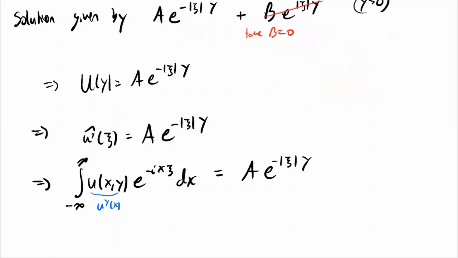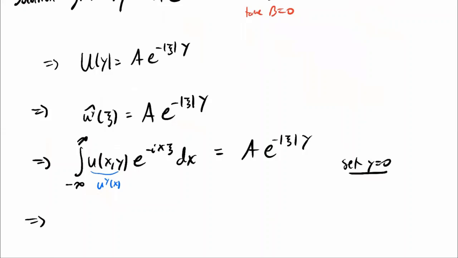Well, in order to solve for a, we need some kind of initial condition. For example, what happens if we set y equals 0, right? So now we're trying to solve for a, so let's set y equals 0. Well, then we end up with the integral from minus infinity to infinity of u(x,0) e to the minus ixc dx is equal to a, right? Because y becomes 0, so this exponential just becomes 1.